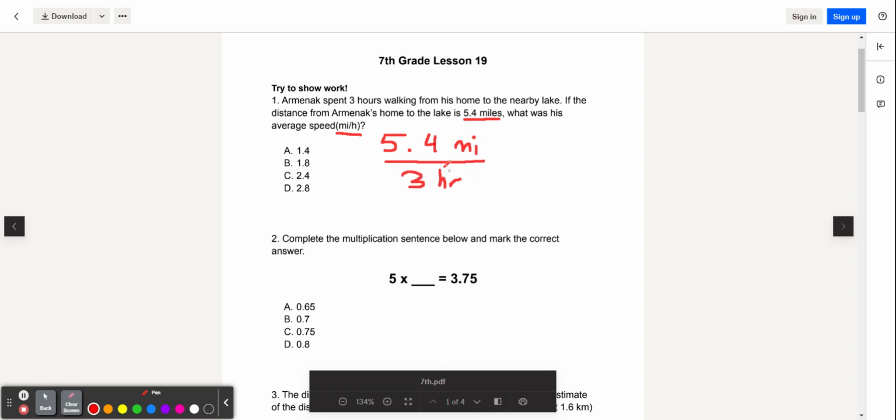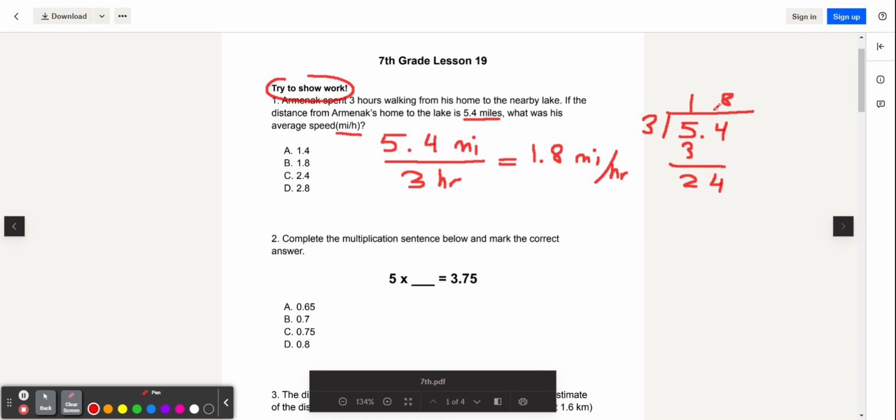You can notice that we have miles and we have hours. So all we need to do is divide 5.4 by 3, which would give us 1.8 miles per hour. And if you wanted to show the long division, you would simply do something along the lines of this. 3 goes into 5 one time, subtract, carry down to 4, 3 goes into 24 8 times, and this decimal here. So 1.8. The answer is B.